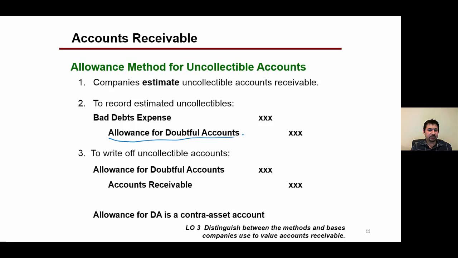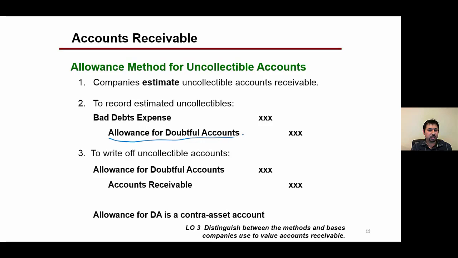But the company estimates that in general, for example, 5% of our receivables will be uncollected. So the company will credit allowance for doubtful accounts this amount to make sure that the expense has been recognized, but at the same time without attributing that to any specific accounts receivable.